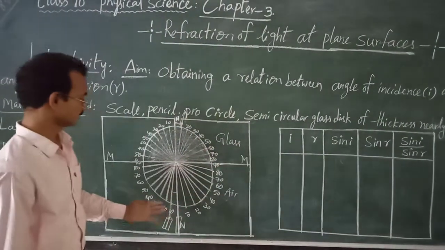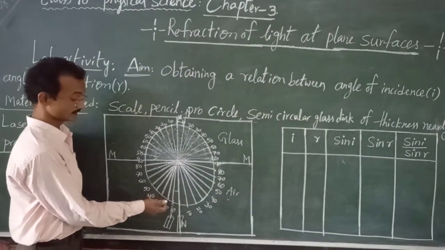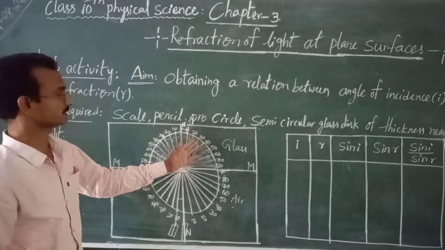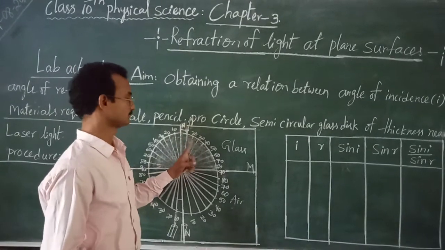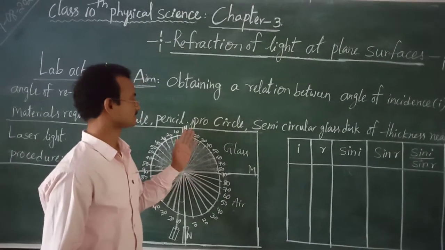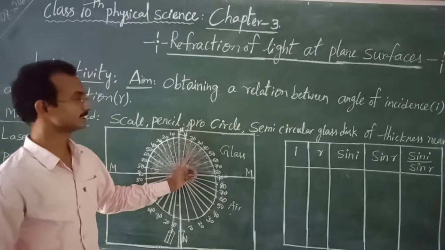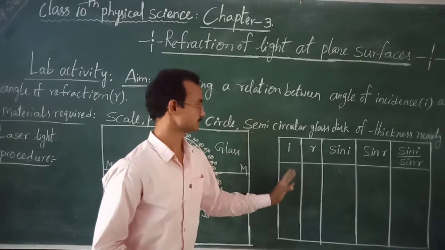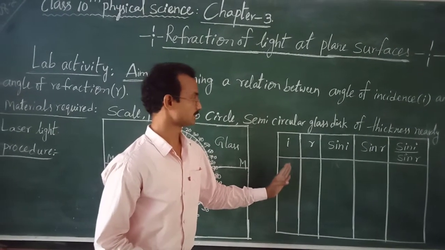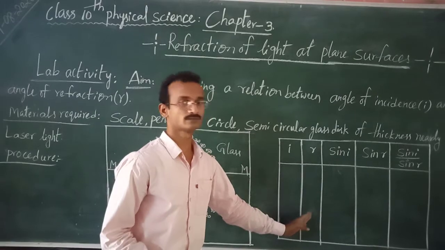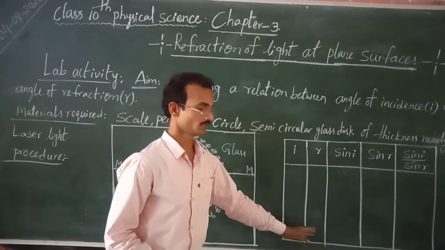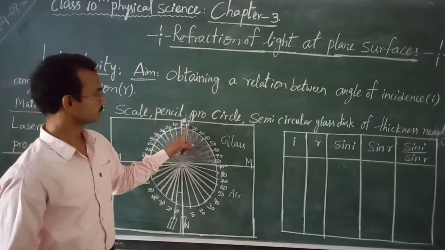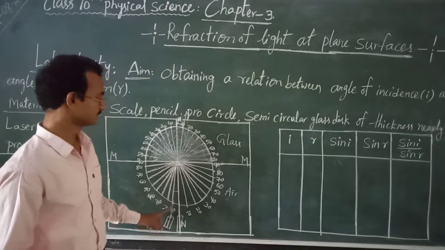Repeat this activity for 10 degrees, 20 degrees, 30 degrees, 40 degrees, similarly, and note down the corresponding angle of refraction values with which the light ray comes out of the denser medium glass. Note down those values corresponding to the angle of incidence and the angle of refraction in tabular form. We will notice that the angle of refraction becomes less than the angle of incidence.